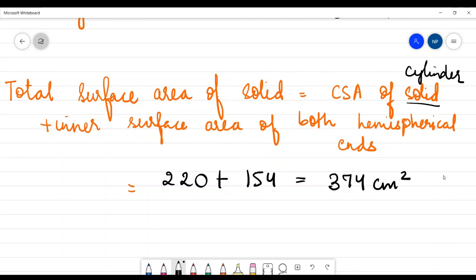This completes your exercise 13.1, children. Tomorrow we will move on to the next topic, that is 13.2.